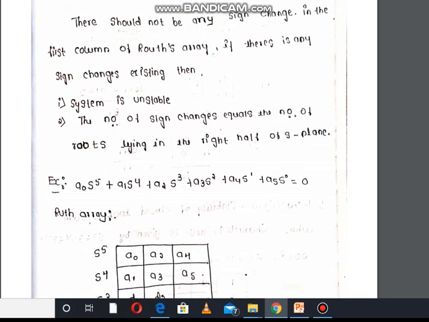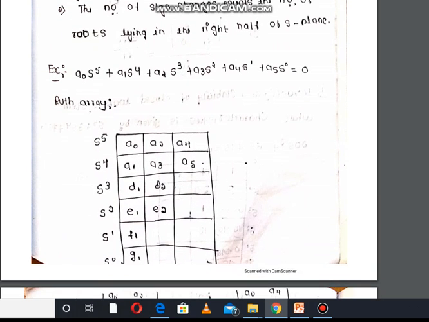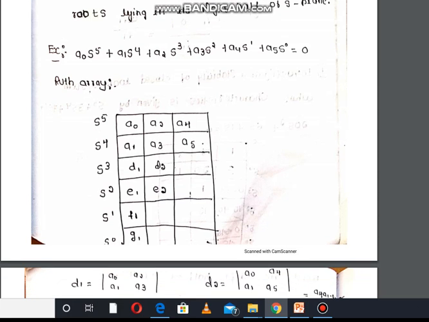For example, we'll take this characteristic equation: a0 s to the power 5 plus a1 s to the power 4 plus a2 s cube plus a3 s square plus a4 s to the power 1 plus a5 s to the power 0 is equal to 0. How to write a Routh array? Here the polynomial order n is equal to 5, which is odd, so the first two rows we can write by using the characteristic equation only, and the remaining rows we have to find out by calculation.